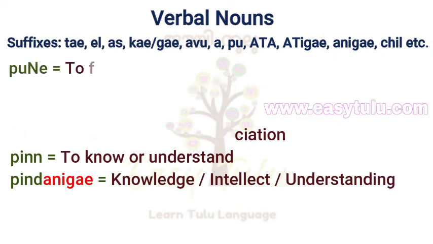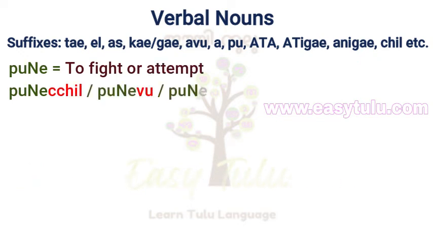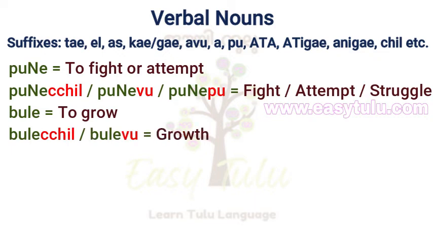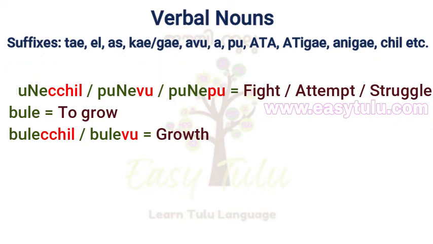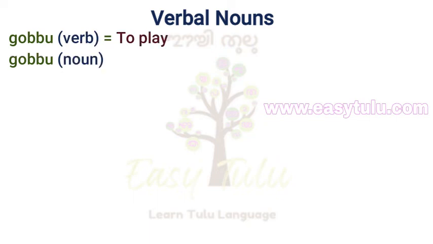Pune, to fight or attempt. Punachil or puneu or punepu, fight or attempt or struggle. Bule, to grow. Bulechil, growth. Some of the verbs do not take any suffix and are used as nouns as well in their crude form. Examples: gobbo as a verb, to play, and gobbo as a noun means game.